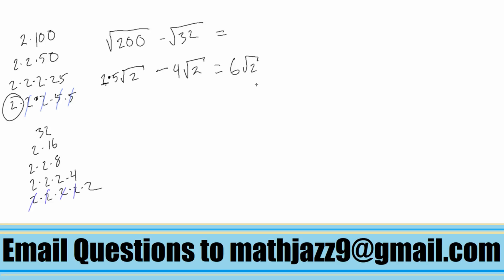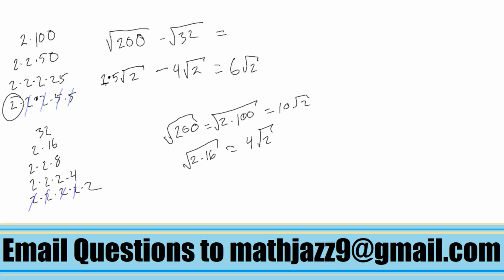I think this is the easier way to do it, because if you're pretty good at factoring, you could look at this and say, oh, this is 10 root 2. You might do it like this. 200 equals 2 times 100. 100 is a perfect square. So we just take it out as 10 root 2. You might have done that. 32, you're like, okay, so this is 2 times 16. 16 is a perfect square, so you take that out as its square root. 4 times root 2. 10 minus 4 is 6. So I think it's pretty easy to get there this way.